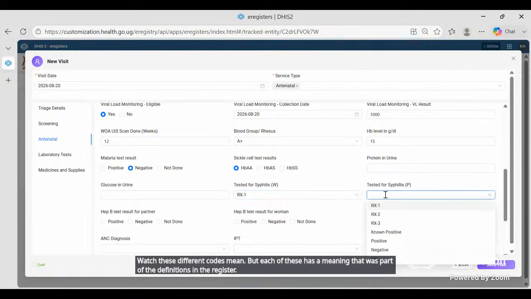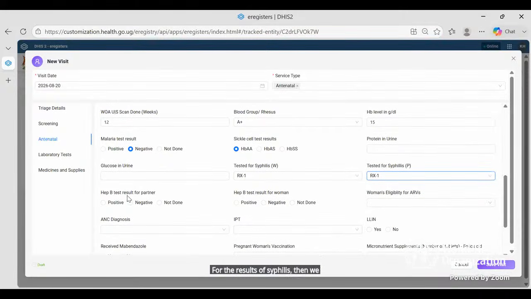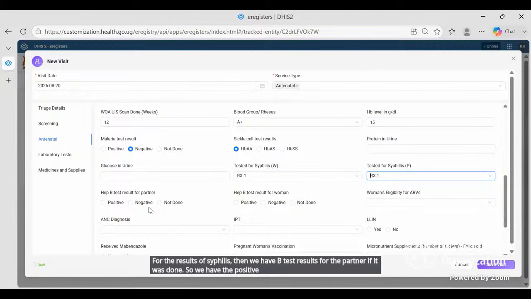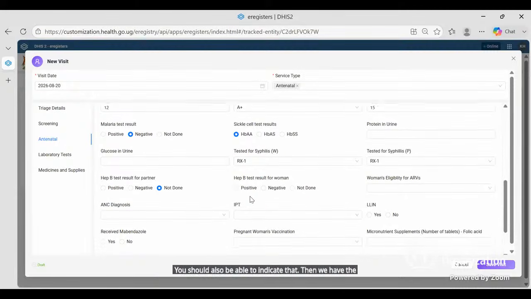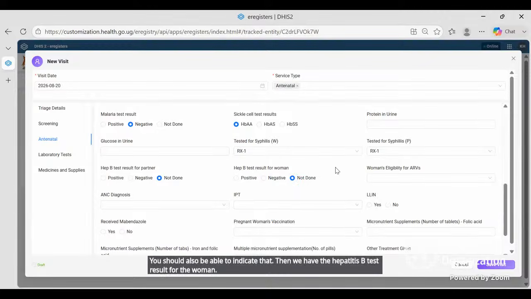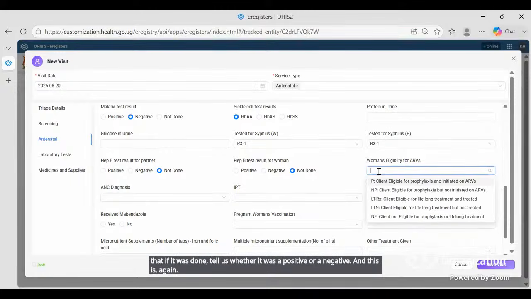If the partner was tested for syphilis, we also have the same drop down here for the results of syphilis. Then we have Hep B test result for the partner, if it was done. So we have the positive, we have the negative, or if the test was not done, you should also be able to indicate that. Then we have the hepatitis B test result for the woman. If it wasn't done, then you should be able to indicate that. If it was done, tell us whether it was positive or negative. And this is, again, as they were in the register.